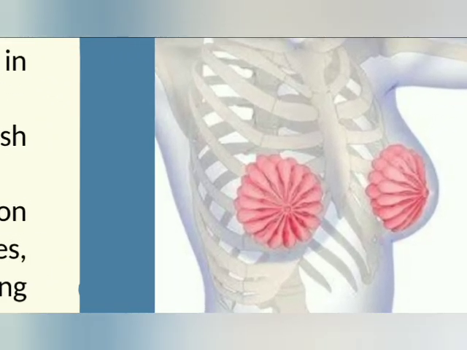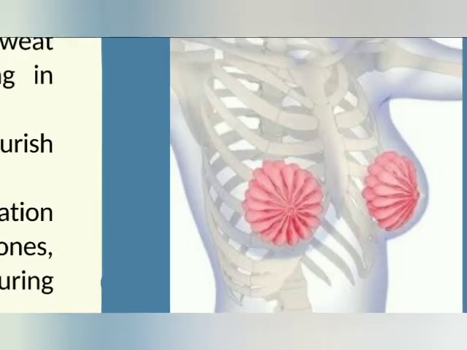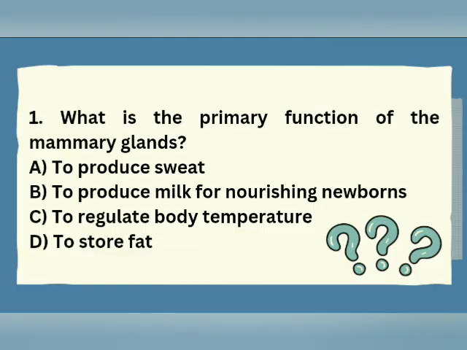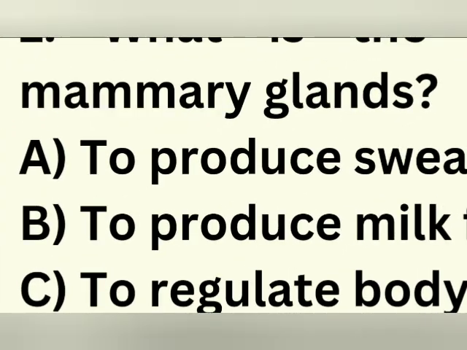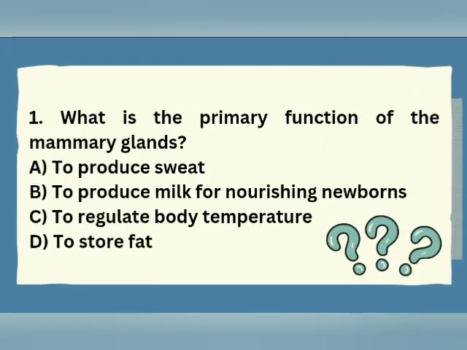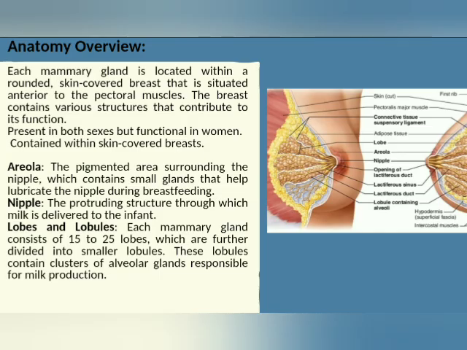Here you can see the alveolar ducts that surround the breast. So what is the primary function of mammary glands? A. To produce sweat. B. To produce milk for nourishing newborns. C. To regulate body temperature. And D. To store fats. The answer is letter B. To produce milk and for nourishing newborns. So that was the primary function.